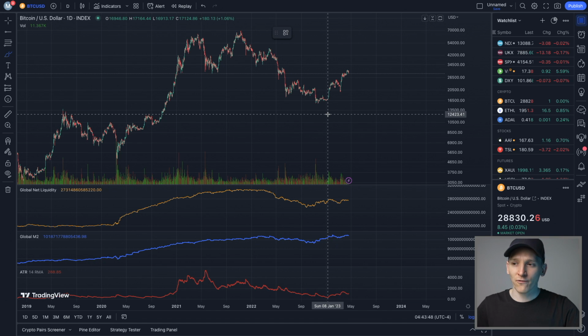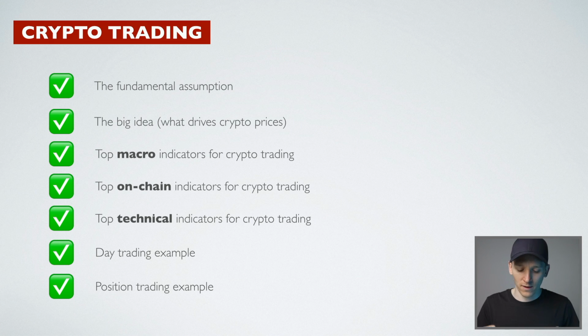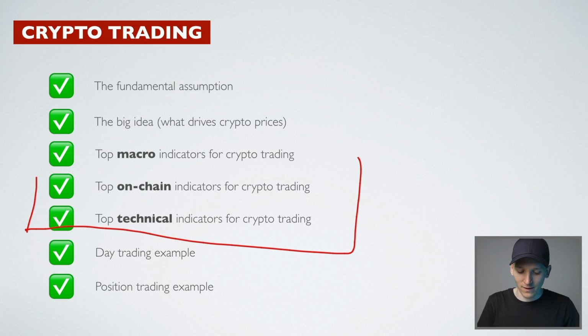In this video, 5 very simple steps, a trading strategy that we're going to go through step by step. As you can see here, it's these 5 steps. The fundamental assumption of what crypto is, the big idea about what actually drives crypto prices, and then top macro, on-chain, and technical indicators for telling us what part of the cycle that we're in and when we need to get in and out. Timestamps for all that below.